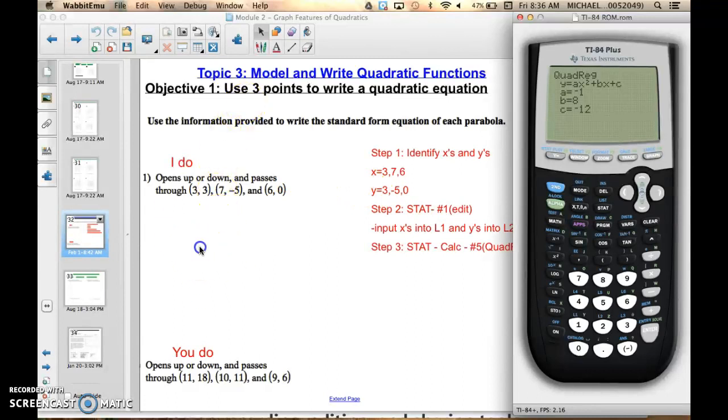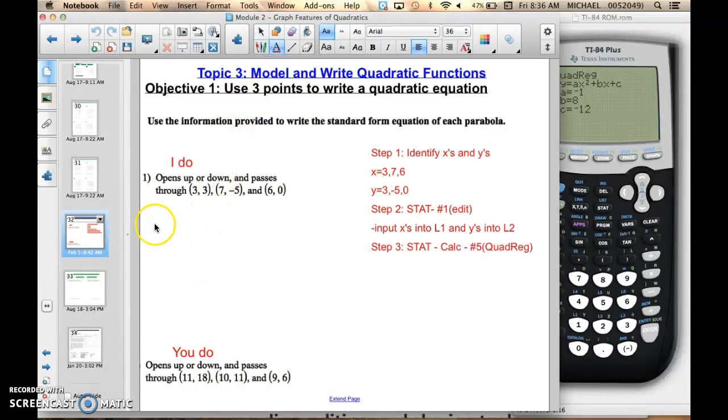So my answer here, if I write it out, I want to make the font a little smaller, is y equals -1, so I can just put -x. I don't have to put 1 whenever it's a 1. -x squared plus 8x minus 12. And that is my final answer. I have found the quadratic equation if I'm given 3 points that the quadratic equation hits.